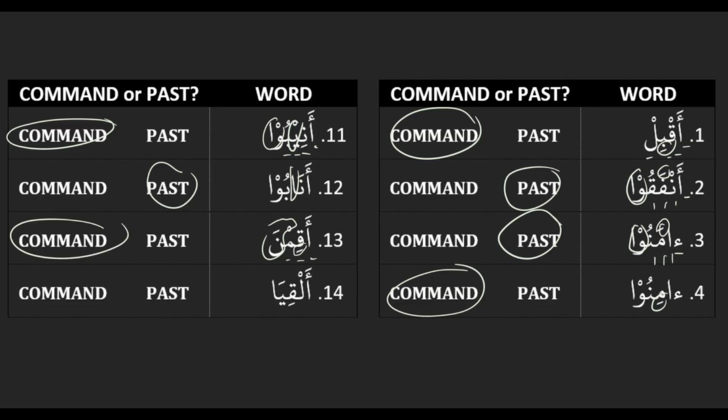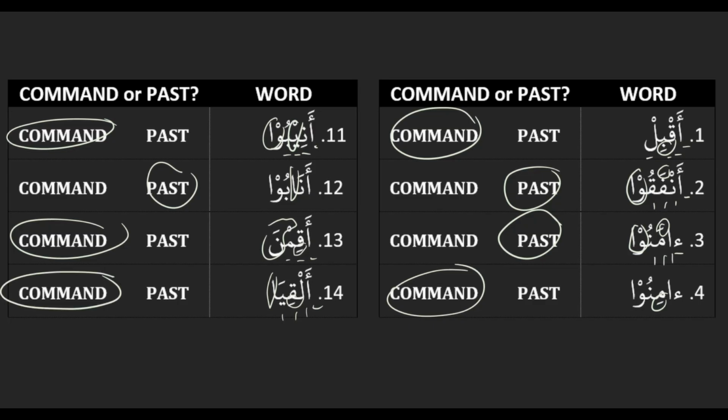And then alqiya, last one. So we hide the indicator, which is the alif. The alif is the indicator. And then we have Hamza followed by three letters, la, qa, ya. And then our second to last letter is the qaf, and it has a kasra. It has an E sound, which makes it a command.